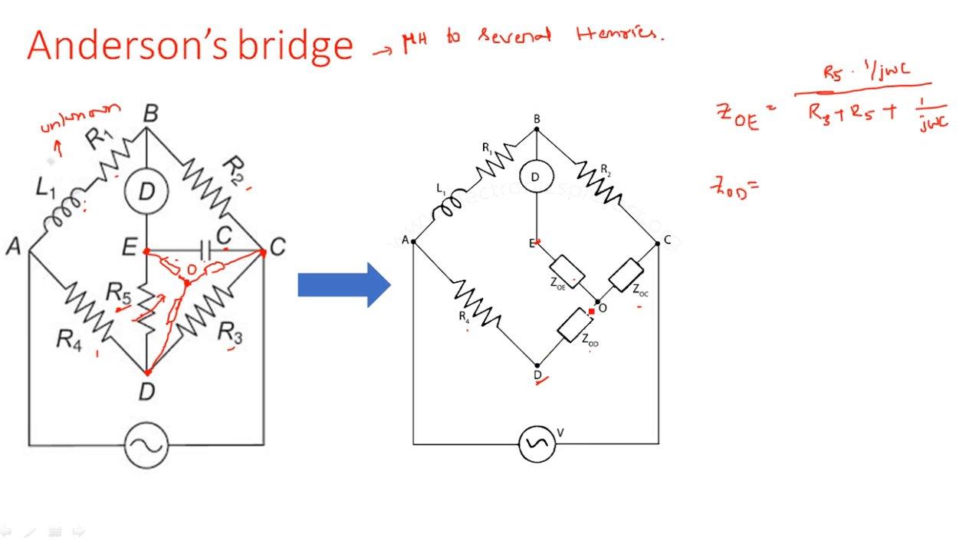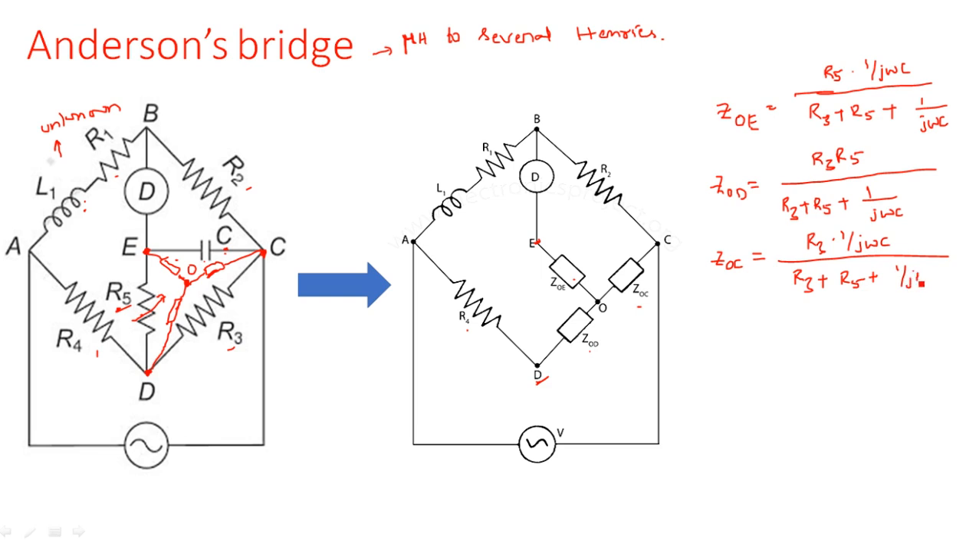And what about ZOD? ZOD is between D and O, and it is the impedance between R5 and R3. So it is R3 R5 divided by, the denominator is common for all the impedances, R3 plus R5 plus 1 by J omega C. And ZOC is the impedance between O and C points, which is in between the capacitor C and R3. So R3 into 1 by J omega C divided by the common denominator, R3 plus R5 plus 1 by J omega C. In this way we can write the equations for ZOE, ZOD and ZOC.